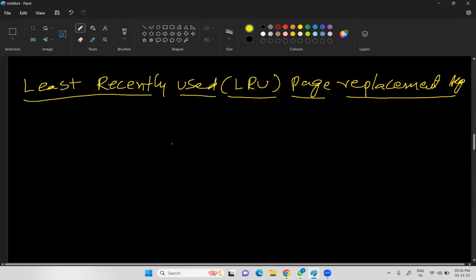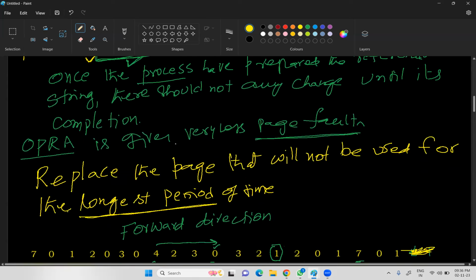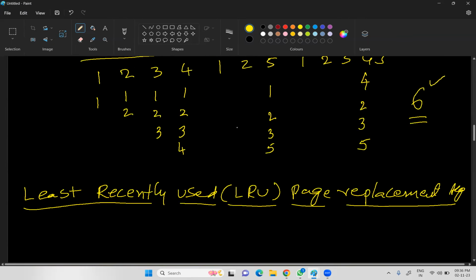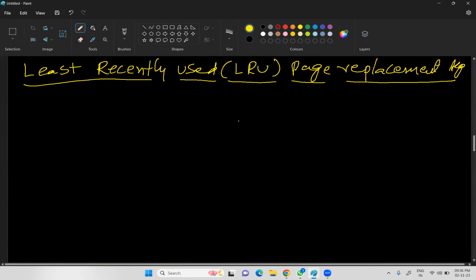The disadvantage of the optimal page replacement algorithm is this: for a particular static page reference string by the process, it could be done very efficiently. But it is not always possible. For real-time systems, for such kind of systems, it is not possible. And if the process is generating its reference string in a dynamic way, then optimal or FIFO is not suggested.